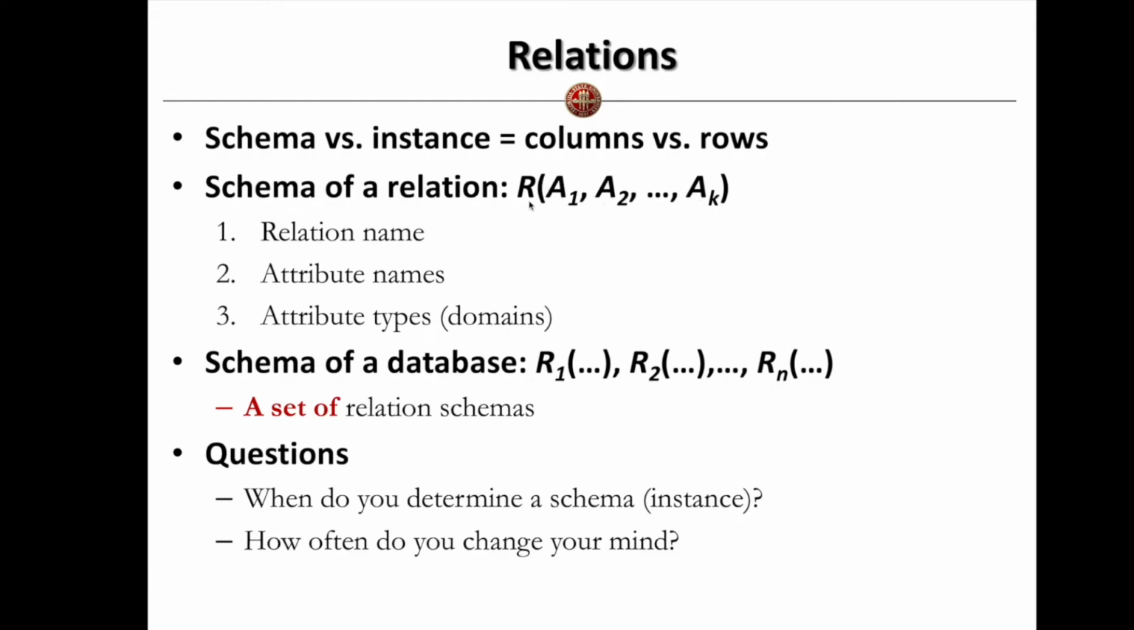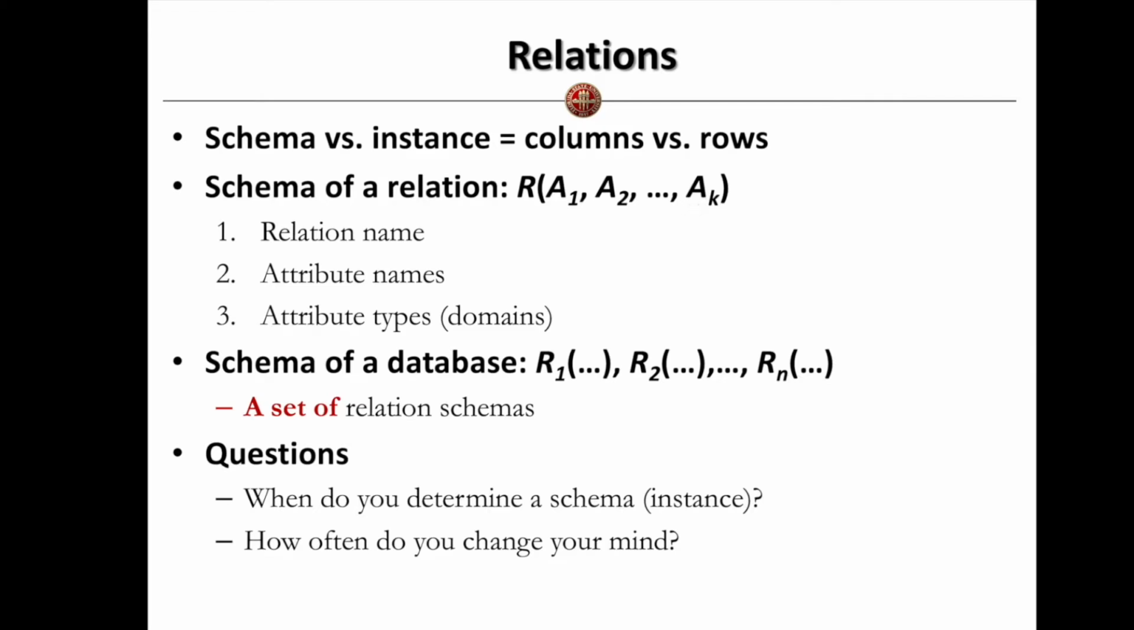Generally, we can define a relation by representing it as R with parentheses, with A1 to AK denoting the attributes of the relation. So this R denotes the relation name. A1 denotes an attribute name, and we also need to indicate the type of the attribute when we define a specific relation. A2 is another attribute name, which should also be followed by the type of the attribute. And AK is the K-th attribute of this relation.